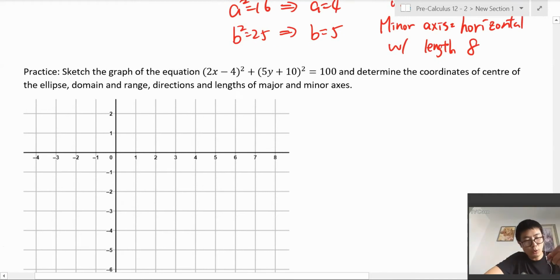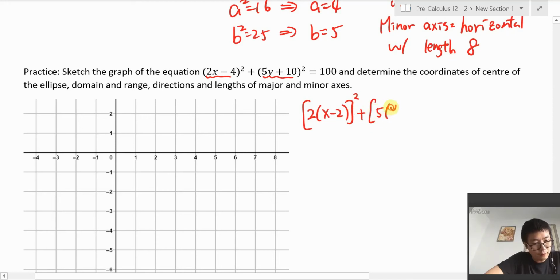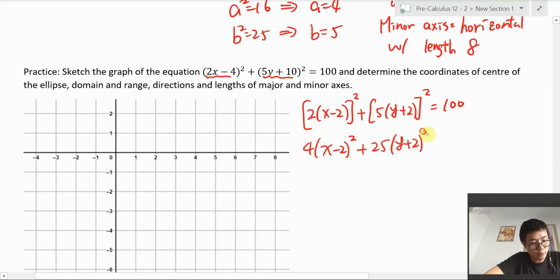All right, so hopefully you factor out the value of b out first, just like in transformation. Okay, this is 2x minus 4, and that's 5y minus 10. So make sure you factor out the value of 2 first. Squared plus 5, and then y plus 2 squared equals 100. So then you get 4 times x minus 2 squared plus 25 y plus 2 squared equals 100.